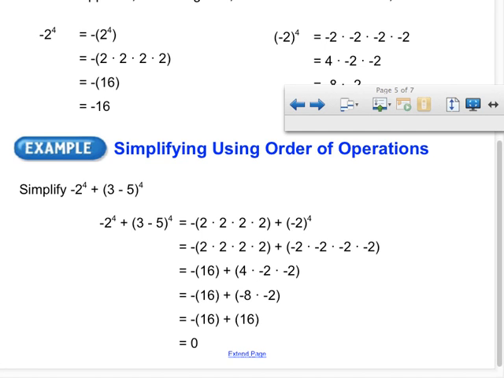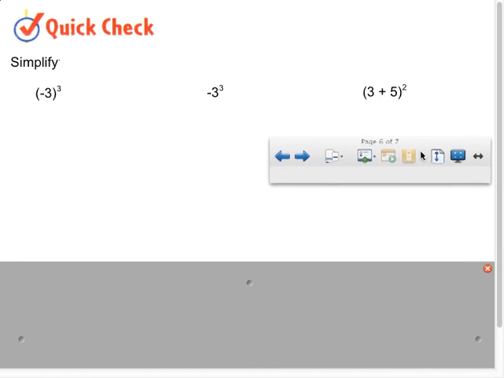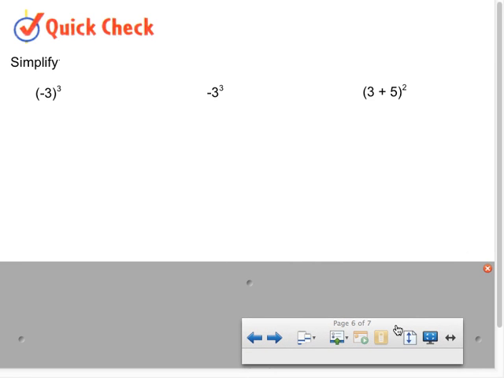Now, hopefully you learned from that, because we're going to use it. These two scenarios are different. They look very similar. Treat them the same way I just showed you.